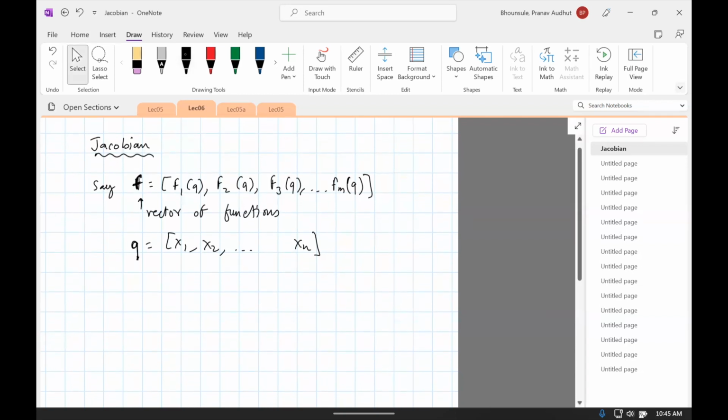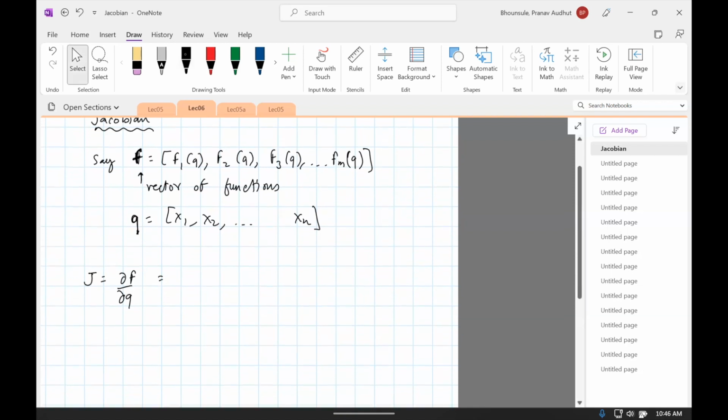Okay, so what is the Jacobian? It's basically the rate of change of f with respect to q. So what sits on top is a vector, m elements in the vector, and what sits down is also a vector. So how do you compute a derivative of a vector with respect to a vector? Well, that's the Jacobian.